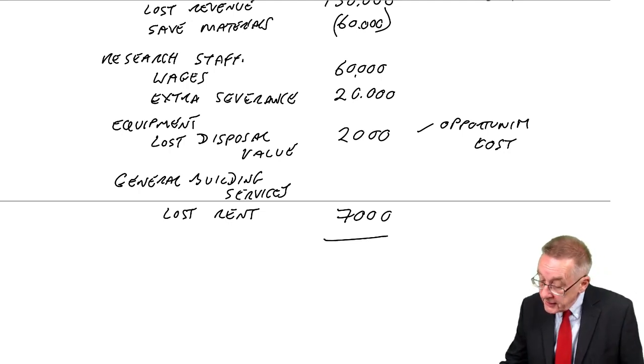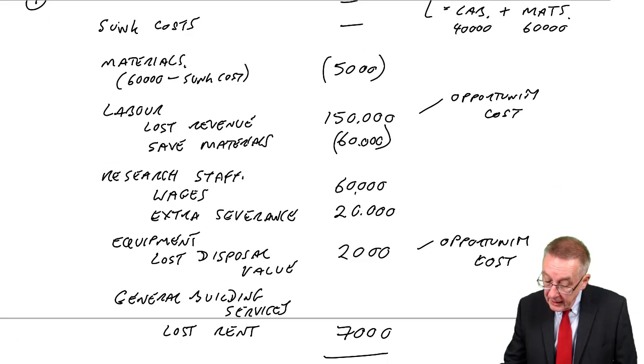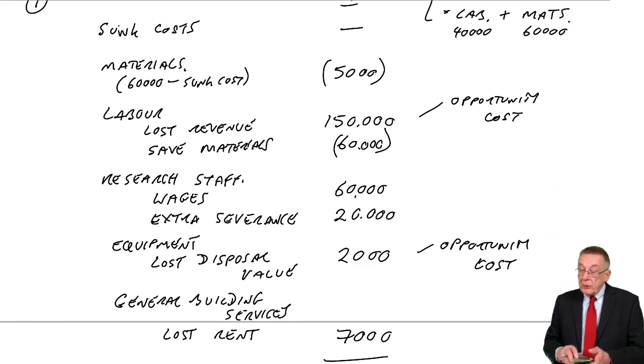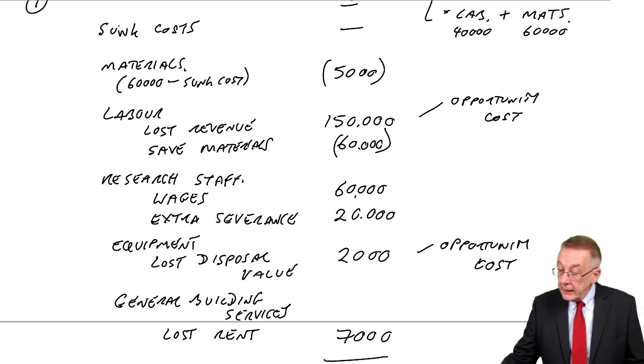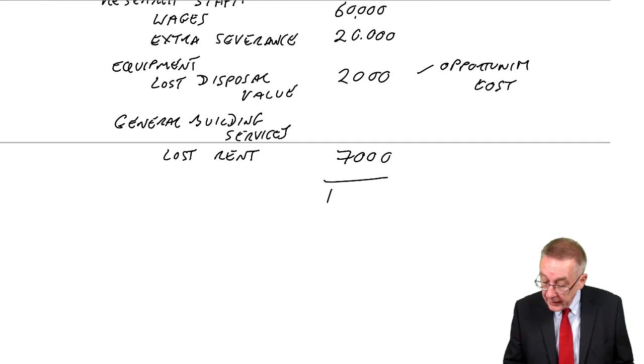So we've been through all the costs. Let's now add them up. There was a saving of 5, so a negative cost, plus 150,000, minus 60,000. Oh, plus 60,000, plus 20,000, plus 2,000, plus 7,000. I get a total of 174,000.